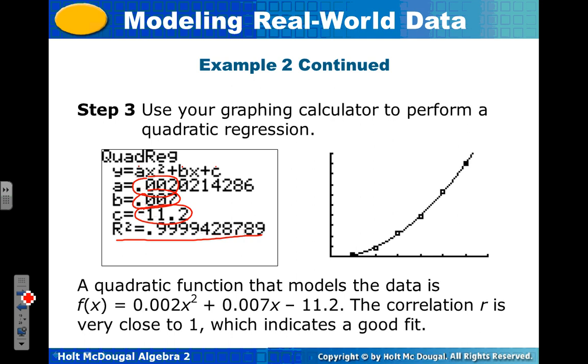So what you want to write down next to this one is this function right here. A quadratic function that models the data is 0.002x squared plus 0.007x minus 11.2. The correlation R is close to 1. That means that this line's a good fit. It's a good line to use to predict future outcomes. And that's what all this is about, predicting future outcomes. All right, let's look at the next example.